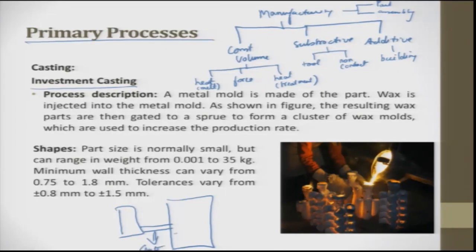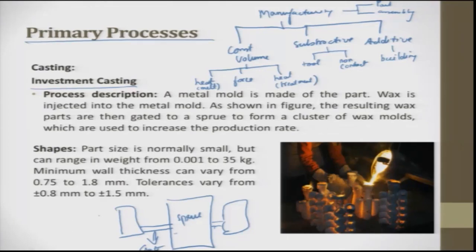So, gate to the sprue, the reservoir is nothing but the sprue, to form a cluster of wax molds which can be used to increase the production rate. That means I can have gates, and these are the wax parts. So, when I pour a hot metal, this wax melts off, and the metal that gets filled up is the final end product.